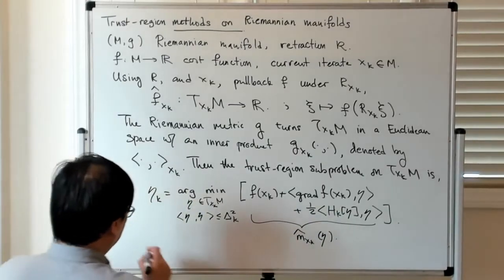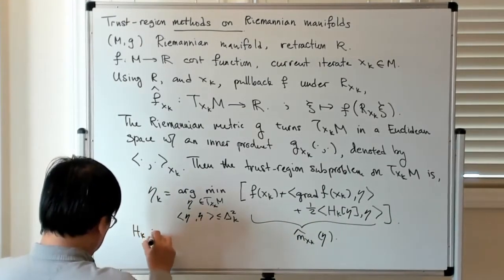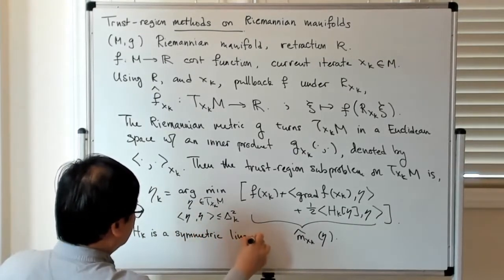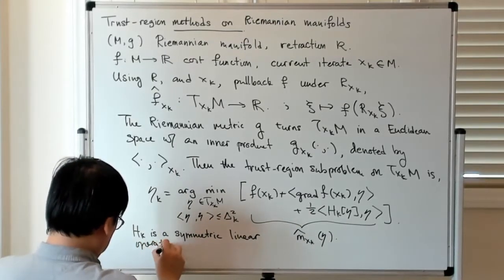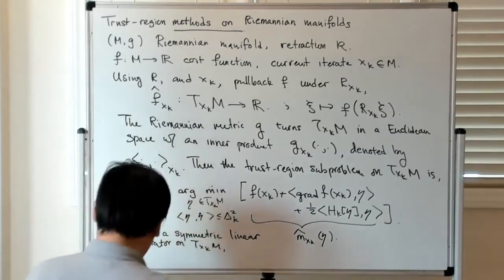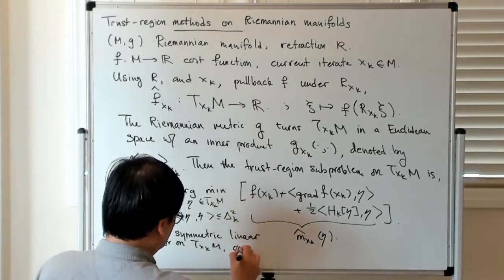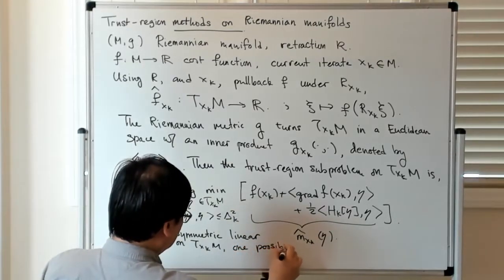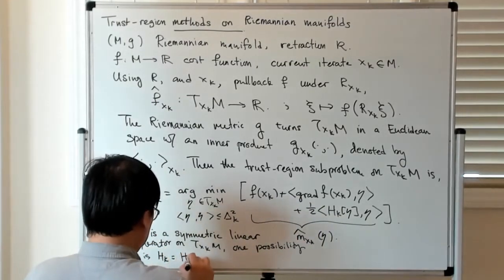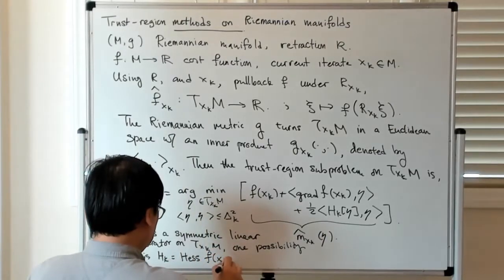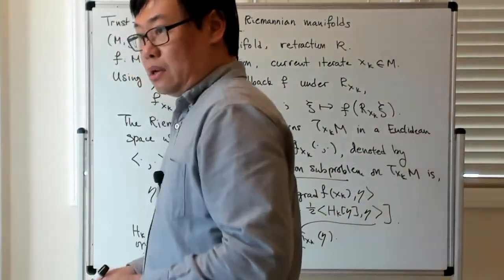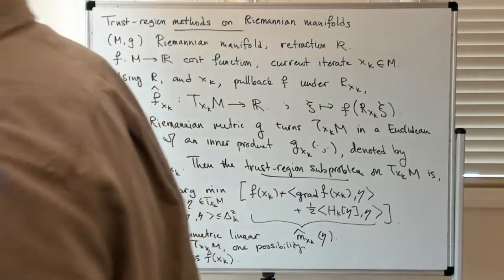As before, hk is a symmetric linear operator on the tangent space, and one possibility is, of course, the Hessian. This is the trust region subproblem.